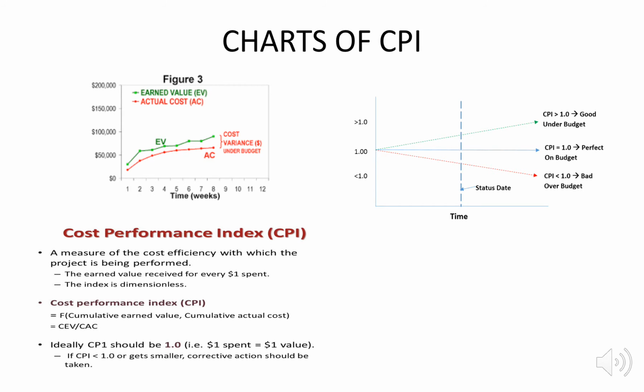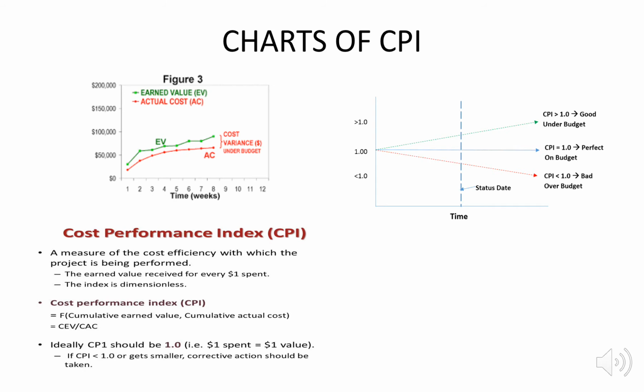So we can calculate CPI as a function of cumulative earned value and cumulative actual cost, that is, cumulative earned value divided by cumulative actual cost.